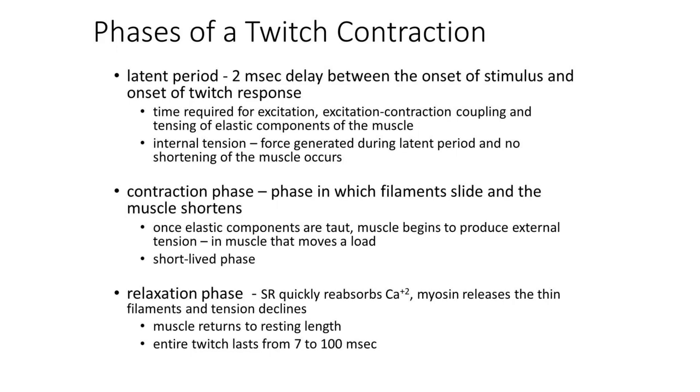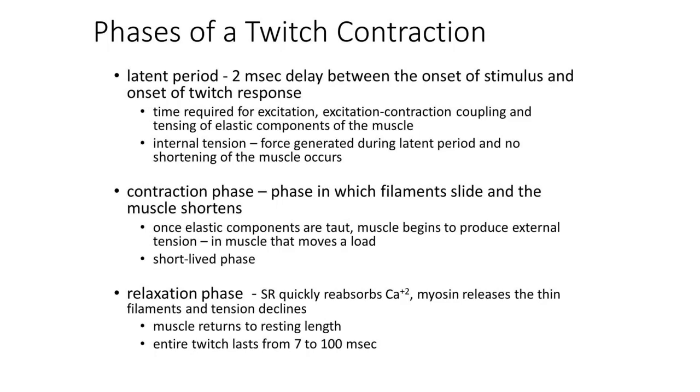You then have the contraction phase. This is the phase in which the filaments slide and the muscle shortens. Once the elastic components are taut, the muscle begins to produce external tension. This moves a load, and it is a short-lived phase.